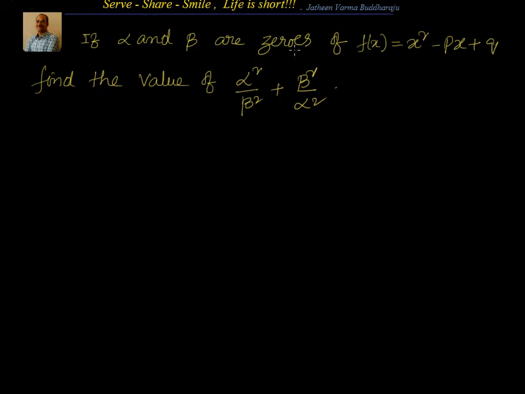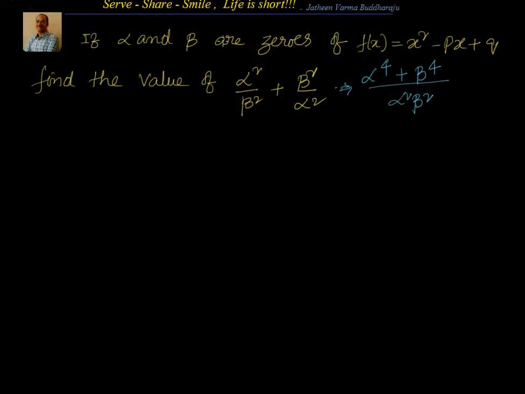If alpha and beta are zeros of a polynomial x square minus px plus q, find the value of alpha square by beta square plus beta square by alpha square. Let's try to understand what value we have to find out. Let's try to simplify this. If I take the LCM, I'll have alpha square beta square in the denominator, and it will be alpha to the power of 4 plus beta to the power of 4.